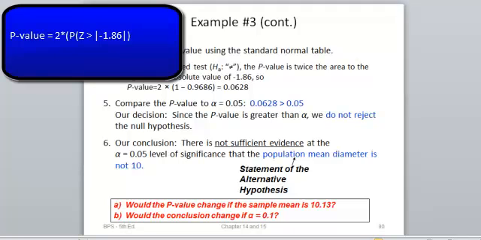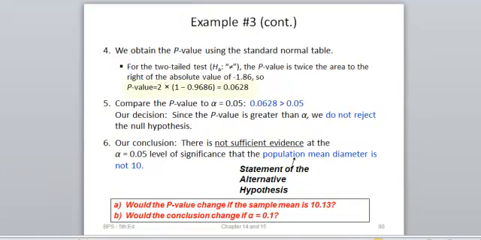So we're trying to find the probability that Z is greater than the absolute value of negative 1.86. So that's the probability that Z is greater than 1.86. We find that probability, then we have to multiply it by 2, and that gives us the p-value. So our p-value is 0.0628. So 0.0628 is greater than 0.05. So therefore, we do not reject the null hypothesis.